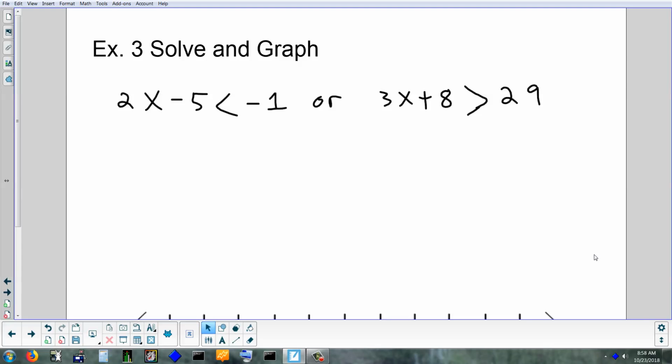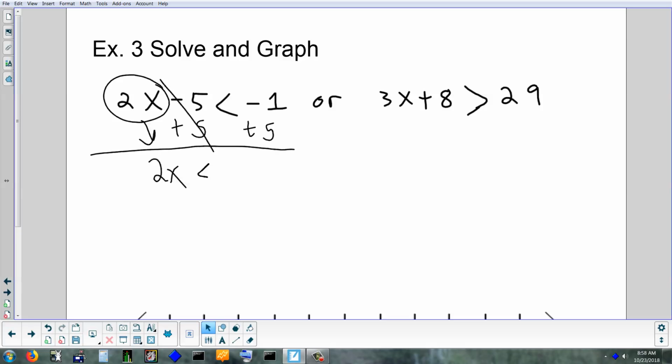So for my first one, 2x minus 5 less than negative 1. Miguel, what do I want to get by itself? Out of these 3 things, the 2x, the negative 5, the negative 1, I want to get the x by itself. So what do I do first? Add 5 to both sides. Again, that cancels out. Bring the 2x down. Someone tell me negative 1 plus 5? 4.